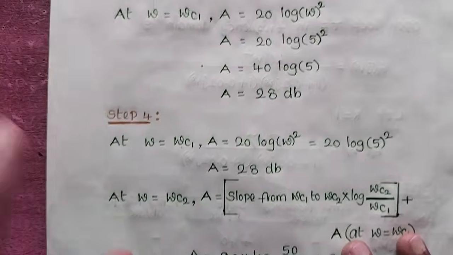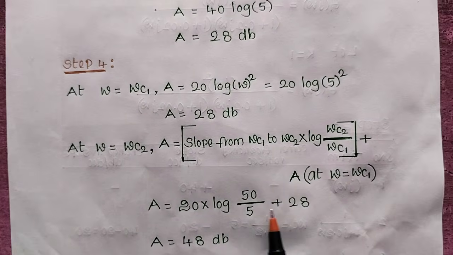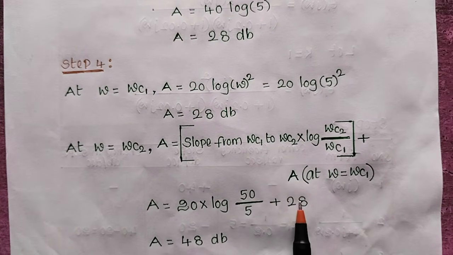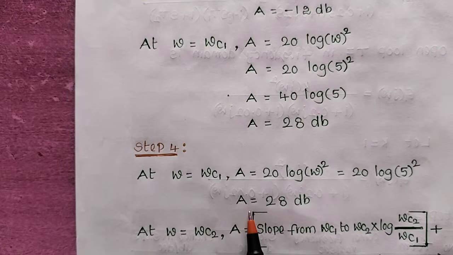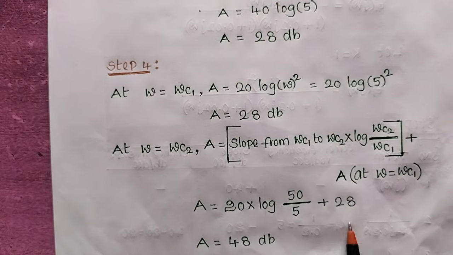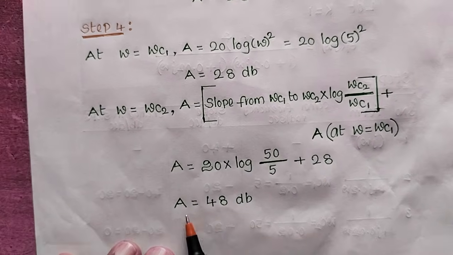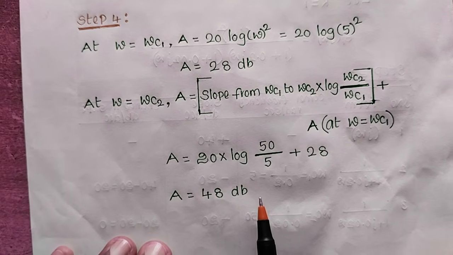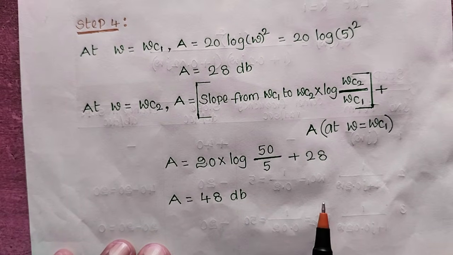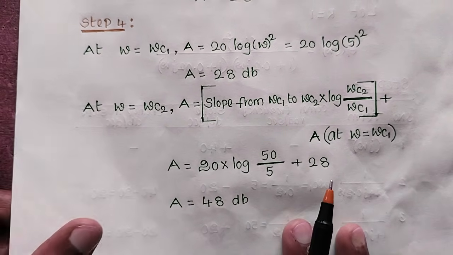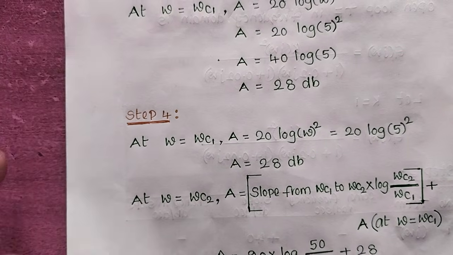So here, 20 into log 50 by 5, plus A at omega c1. A at omega c1 is 28, so add that to 28. Now A becomes 48 decibels. So the magnitude at omega c2 is 48 decibels. Now this is about step 4.